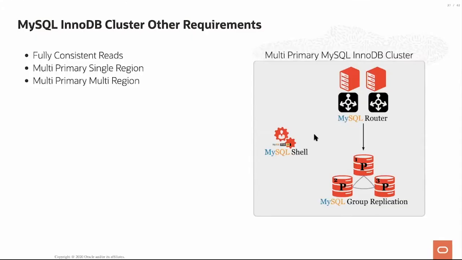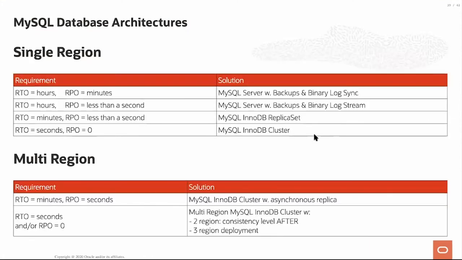And then there are some more requirements that you might have for InnoDB Cluster, like fully consistent reads and multi-primary. Here's a case where each member is primary, nothing out of the ordinary. And this is kind of the summary of each of the solutions that I mentioned. Depending on your requirements, the solution changes, for single region and multi-region.